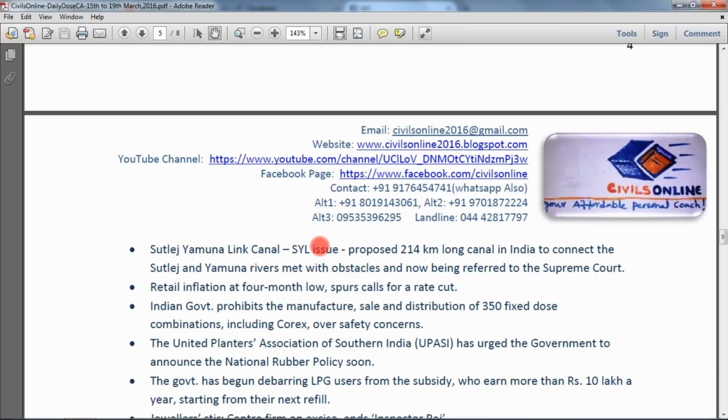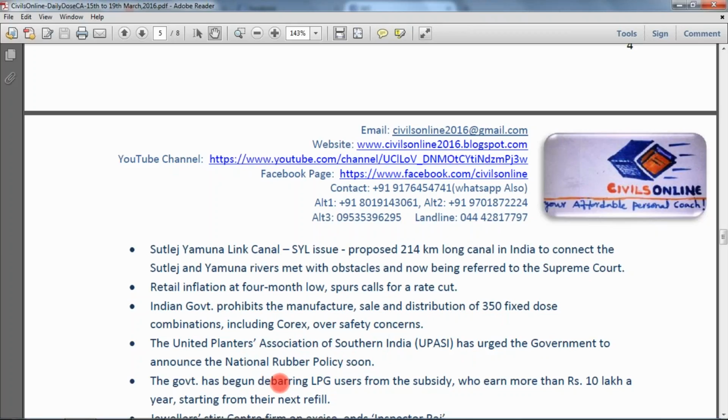Sutlej-Yamuna Link Canal SYL issue. The proposed 214 km long canal in India to connect the Sutlej and Yamuna rivers met with obstacles and is now being referred to the Supreme Court of India. Retail inflation at 4-month low spurs calls for a rate cut. Indian government prohibits the manufacture, sale and distribution of 350 fixed dose combinations including Corex over safety concerns. The United Planters Association of Southern India has urged the government to announce the national rubber policy soon.